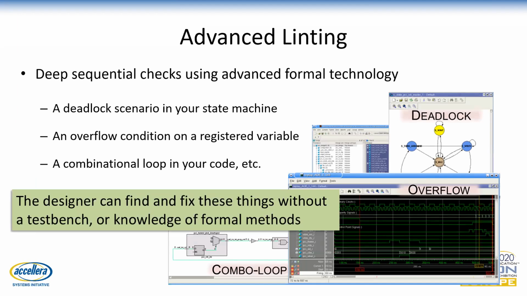So once lint analysis is complete, advanced lint can be applied to a design. Advanced lint uses stronger analysis engines beyond a structural lint analysis. So here, formal analysis technology is used to do deep sequential analysis to find issues such as deadlock of state machines, variable overflow, and combinational loops. But similar to lint, design teams can utilize this technology to find issues that would not be found in a manual review. And finding these issues in simulation or the lab may be more difficult and or time consuming.